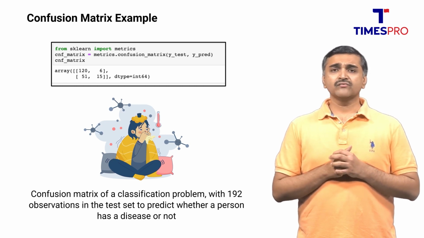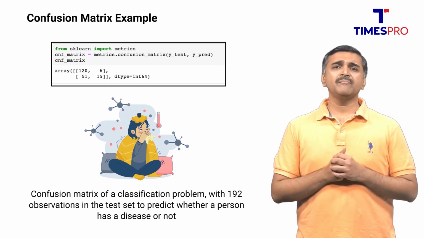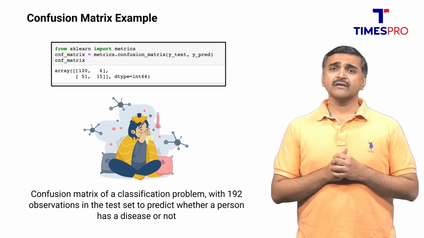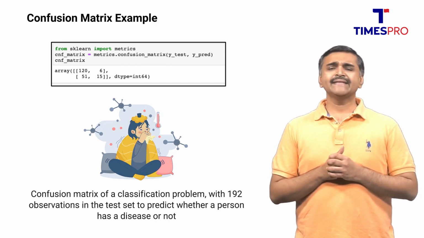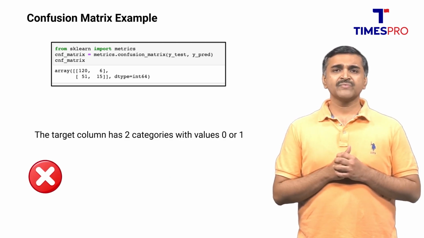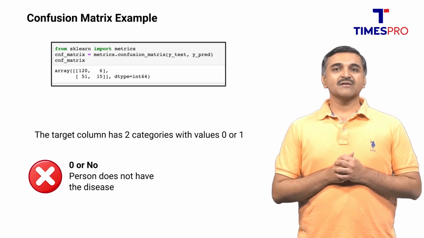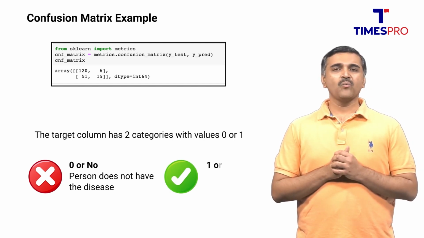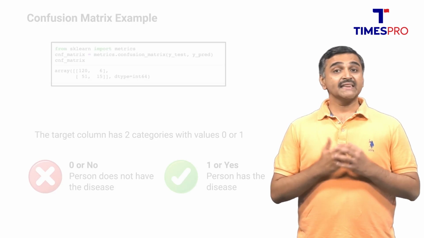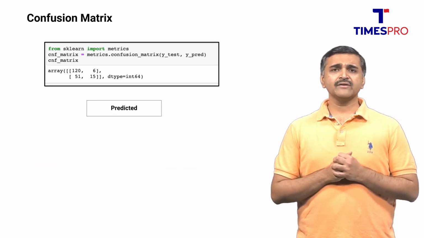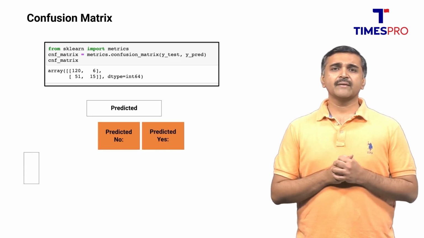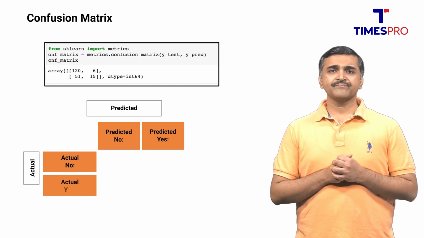In general, a confusion matrix is a comparison between the actual values and the predicted values of a model. Here, the target column has two categories with values 0 and 1. 0 or no indicates a person does not have the disease. 1 or yes indicates the person has the disease. The columns of the confusion matrix represent the predicted values and the rows represent the actual values.